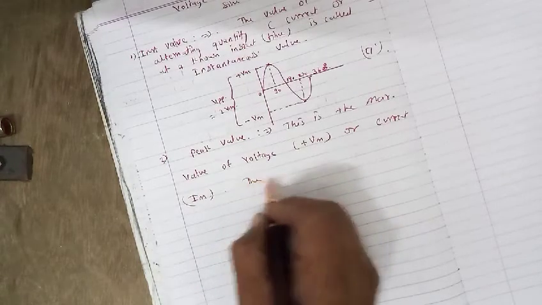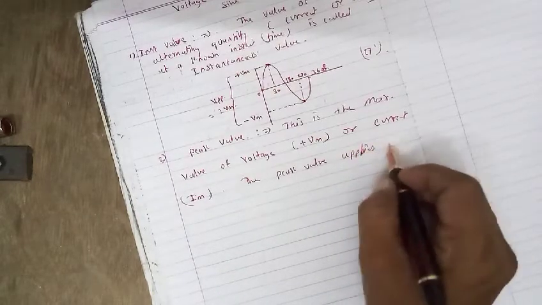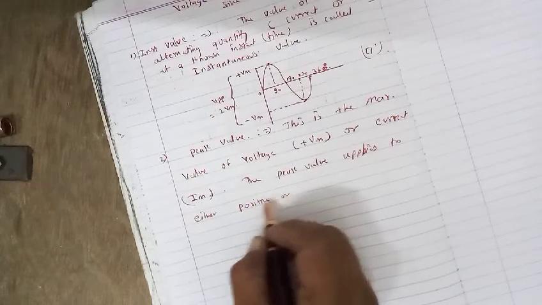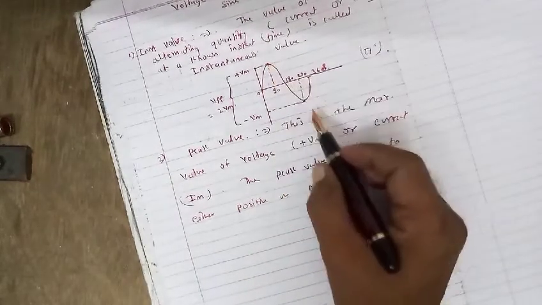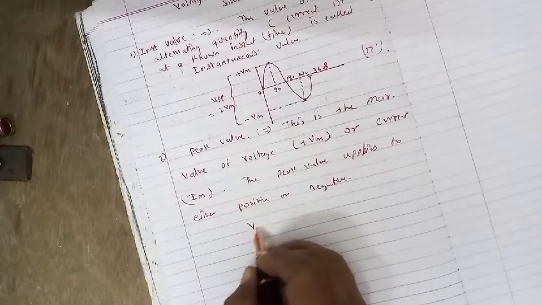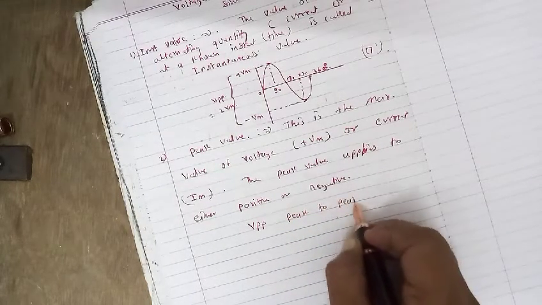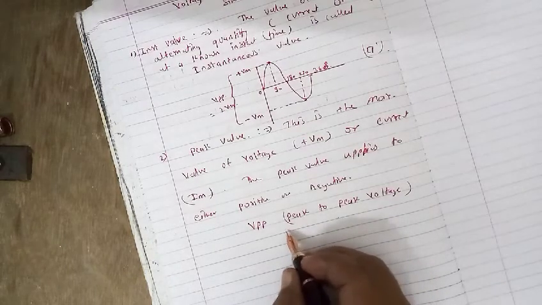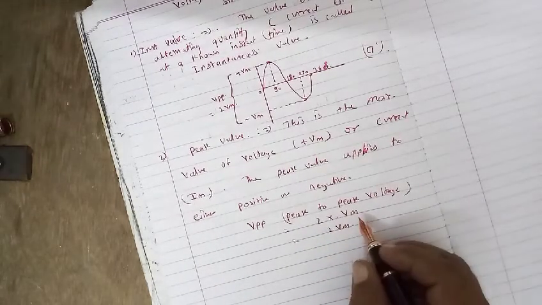The peak value applies to either positive or negative. As I told you earlier, for the positive you are getting plus Vm, and for the negative you are obtaining minus Vm. So any positive or negative value is to be considered, since this VPP occurs. This VPP is nothing but the peak to peak voltage. Okay, students. So the peak to peak voltage is 2 into Vm, that is twice Vm. In this way you get the value that is the peak value.